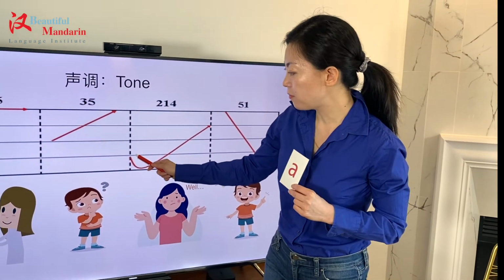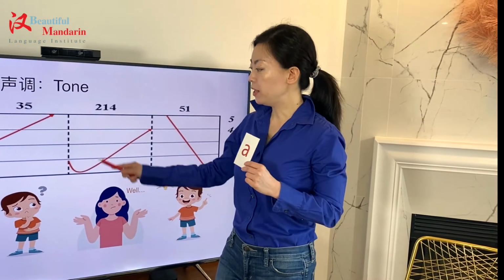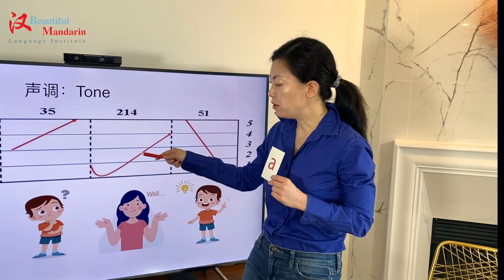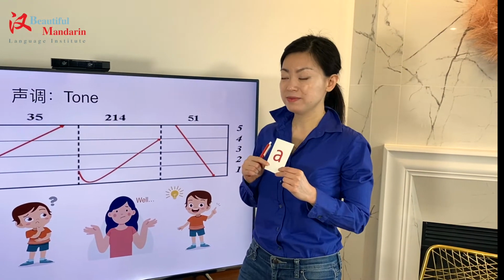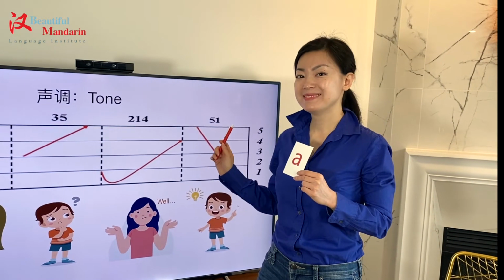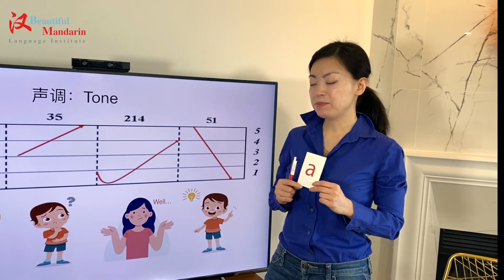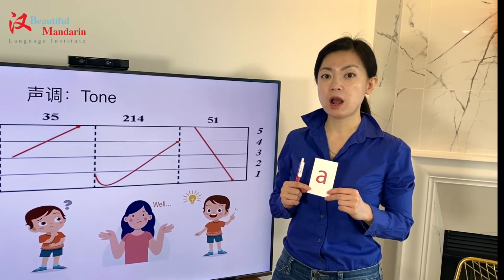So you start from here, the lower part of your voice, and keep going down to the bottom, and you raise up a little bit, not to the highest point. So, ah, ah. One tip for pronouncing this tone is you have to start low.